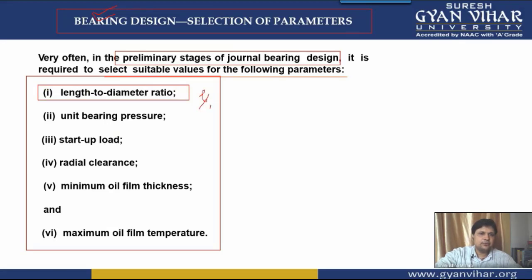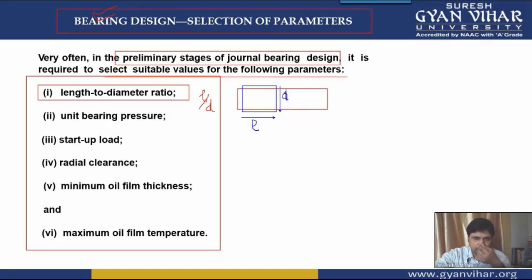Length to diameter ratio of the bearing means, if this is, for example, a shaft and it has the support of the bearing on one side, and this blue color shows the bearing, then this is the length and this is the diameter of the bearing. So L by D, either small d or capital D, whichever notation you prefer, will give you the length to diameter ratio. Then unit bearing pressure: the load acting on the bearing divided by the projected area, L into D, gives you the unit bearing pressure.